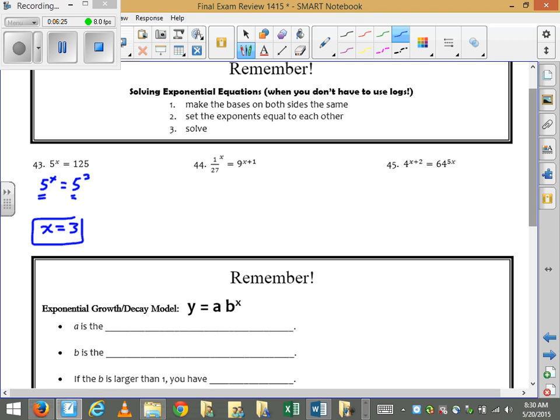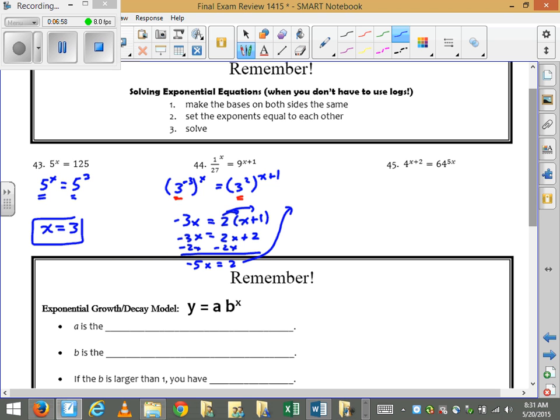Sometimes you have to do both sides. So this is actually 3 squared raised to the x plus 1. And then 1 over 27 will actually be 3 to the negative third. So since the bases are the same, I can get rid of those, and I end up with negative 3x equals 2 times x plus 1. So distribute the 2. So 2x plus 2 equals negative 3x. So I'll subtract 2x from both sides. So negative 5x equals 2.